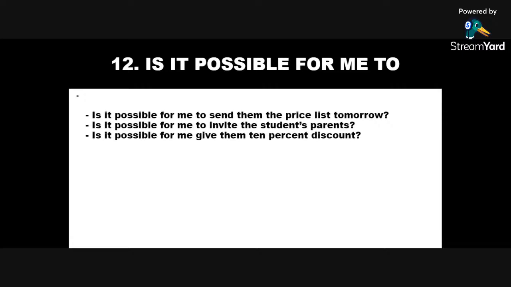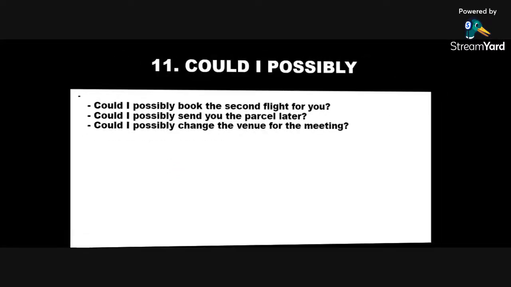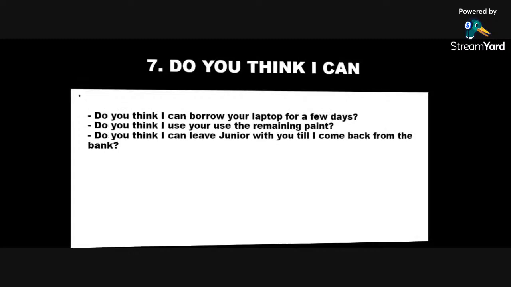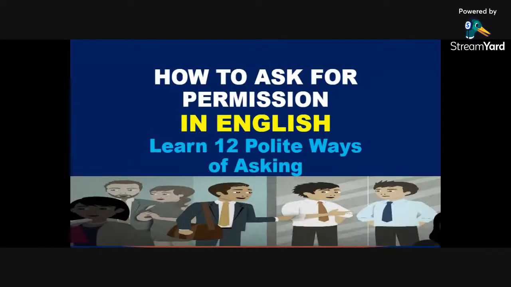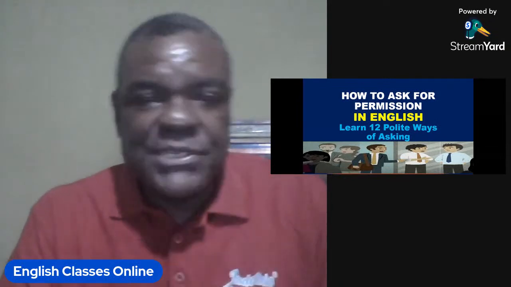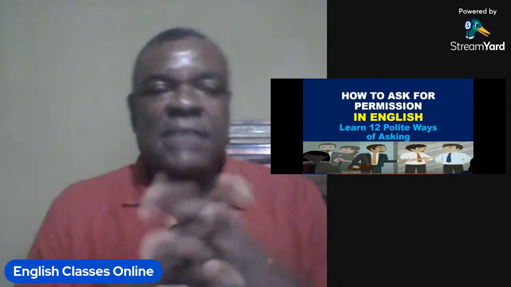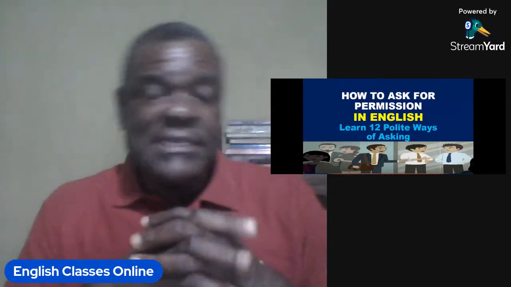And it is something that is really very important. Okay. So this is where we are going to draw the curtain on today's lesson. We have been looking at how to ask for permission in English, and we have been able to look at 12 polite ways of asking.